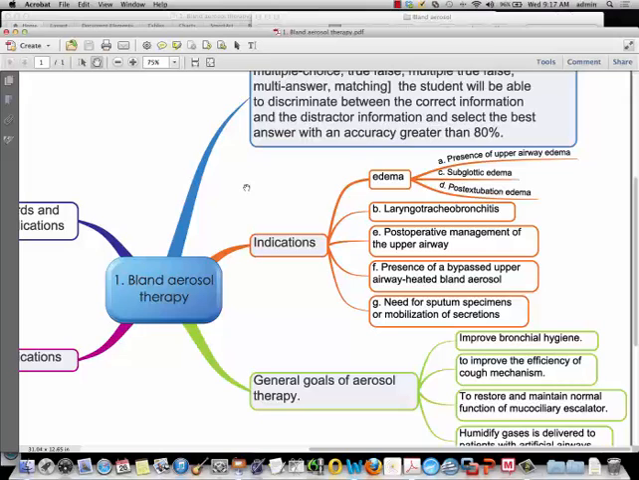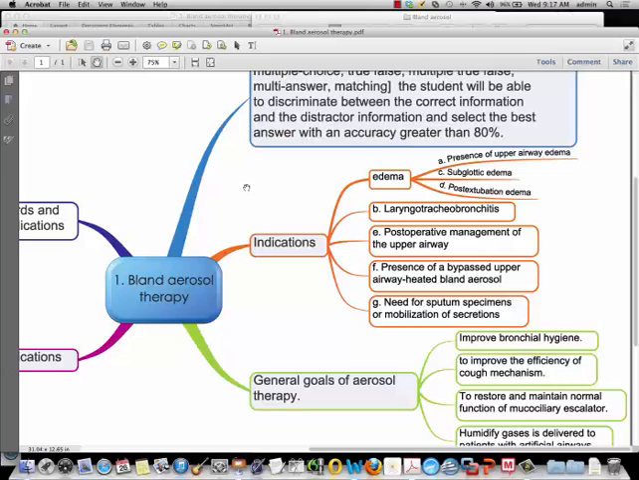So a little bit more about aerosols. We give aerosol hot or cold. You would never give a hot aerosol to a person with a swollen throat. It would make things worse. So we give cool aerosol for edema.